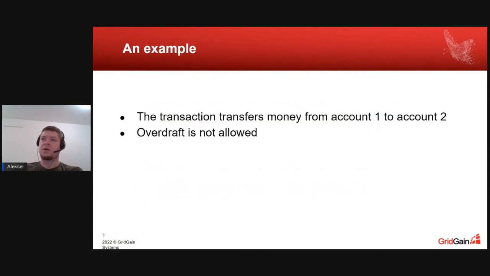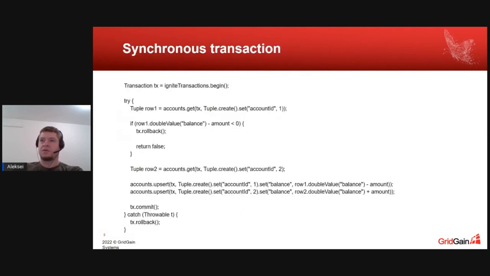Let us take a look at an example. Assume the transaction transfers money from one account to another. Overdraft is not allowed. The first version demonstrates the synchronous API. We read a balance for the first account and validate it for the correct amount of money. If the validation passes, both accounts are updated. All transaction operations are performed sequentially in this example.